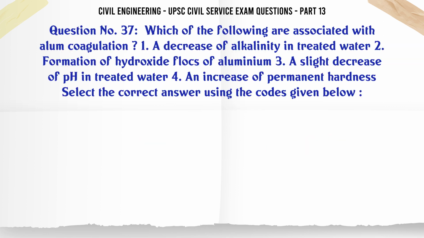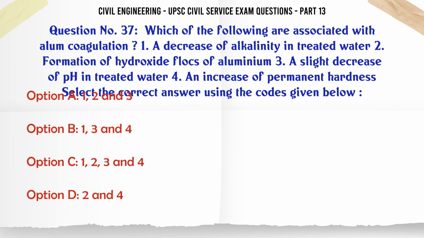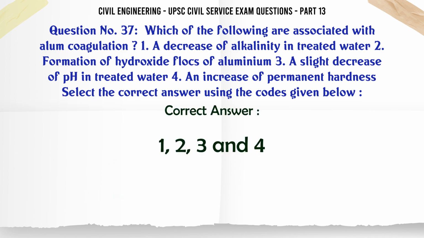Which of the following are associated with alum coagulation? 1. A decrease of alkalinity in treated water. 2. Formation of hydroxide flocks of aluminium. 3. A slight decrease of pH in treated water. 4. An increase of permanent hardness. Select the correct answer using the codes given below. A: 1, 2 and 3. B: 1, 3 and 4. C: 1, 2, 3 and 4. D: 2 and 4. The correct answer is 1, 2, 3 and 4.